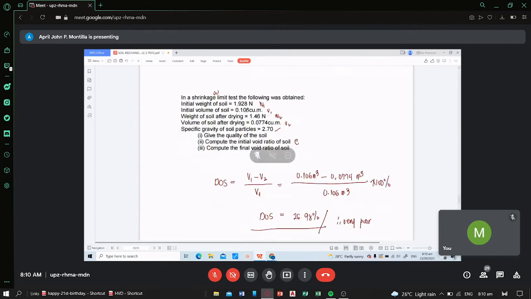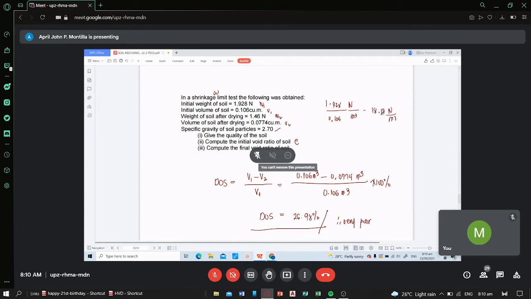I-divide nyo nga to. Ano naman? I-divide nyo nga yung 1.928 tsaka 0.106. Can you divide this one? 18.19 po. 18.19. Okay, mali ang unit.